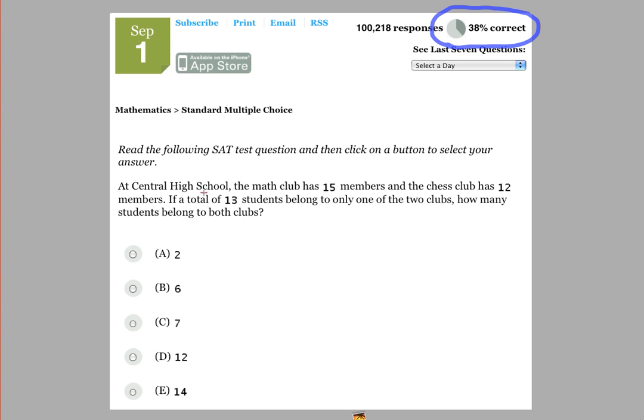At Central High School, the math club has 15 members, and the chess club has 12 members. If a total of 13 students belong to only one of the two clubs, how many students belong to both clubs? Okay, so my first tip here is going to be that if you have overlapping groups, you want to use a Venn diagram.